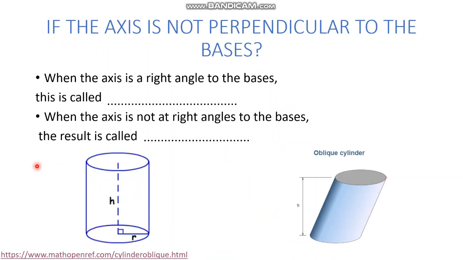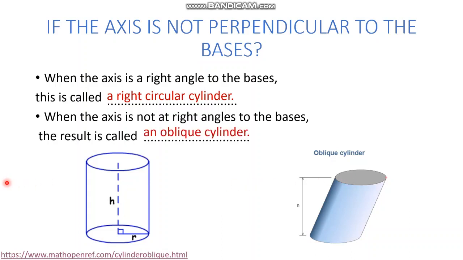Now we have an important question. If the axis is not perpendicular to the bases, we know the first one. When the axis is at a right angle to the bases, this is called a right circular cylinder. The figure on the left is an example of a right circular cylinder. When the axis is not at right angles to the bases, this is called an oblique cylinder.